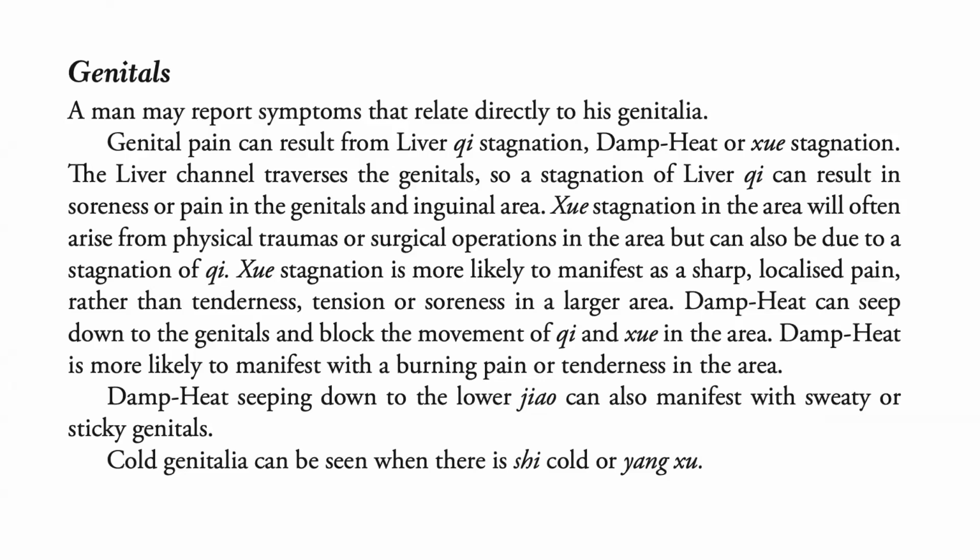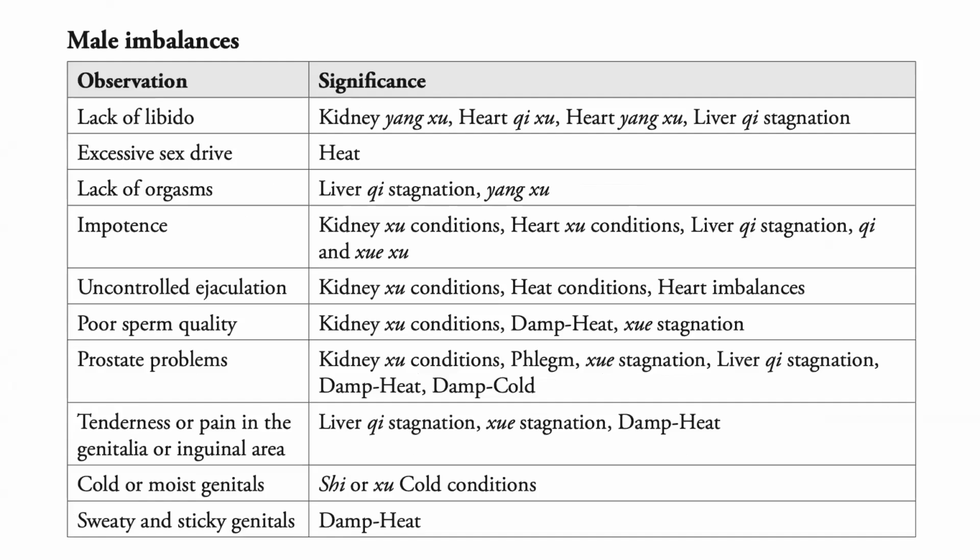Blood stagnation is more likely to manifest as a sharp, localized pain rather than tenderness, tension, or soreness in a larger area. Damp heat can seep down to the genitals and block the movement of qi and blood in the area. Damp heat is more likely to manifest with a burning pain or tenderness in the area. Damp heat seeping down to the lower jiao can also manifest with sweaty or sticky genitals. Cold genitalia can be seen when there is excess cold or yang deficiency.